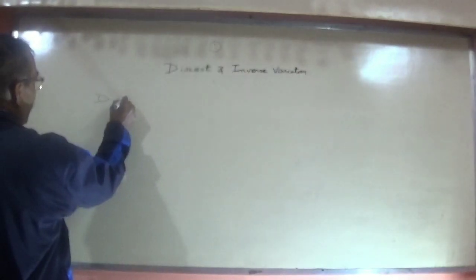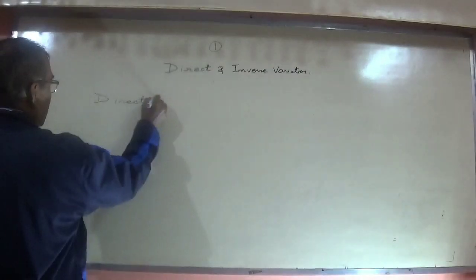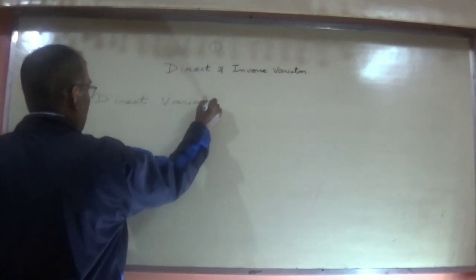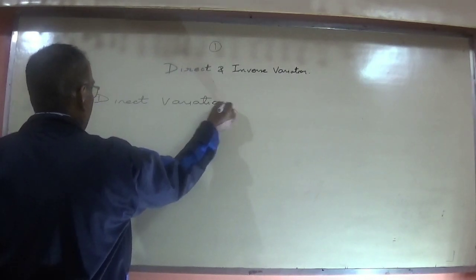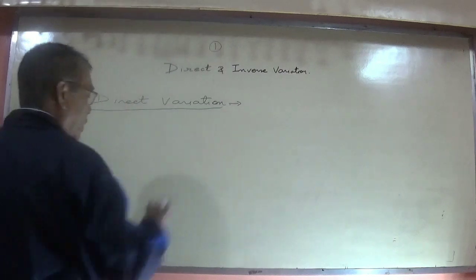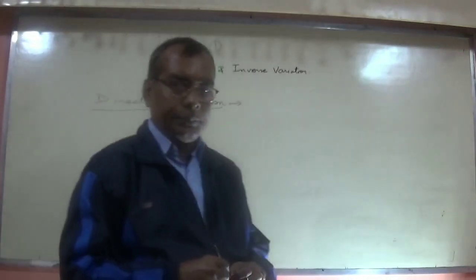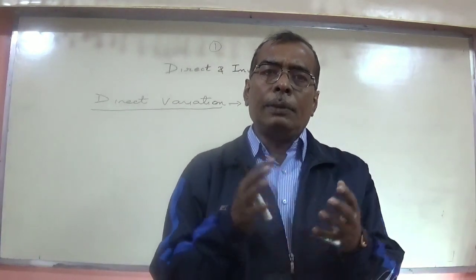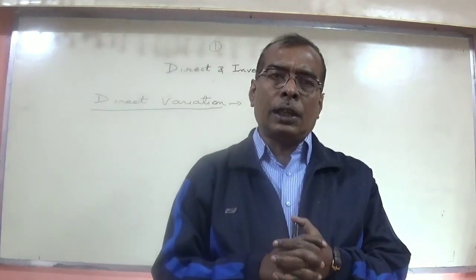Direct variations. Direct variations means, suppose two variables are there. The question is, what is the meaning of variables? Variables means two conditions if it is given.